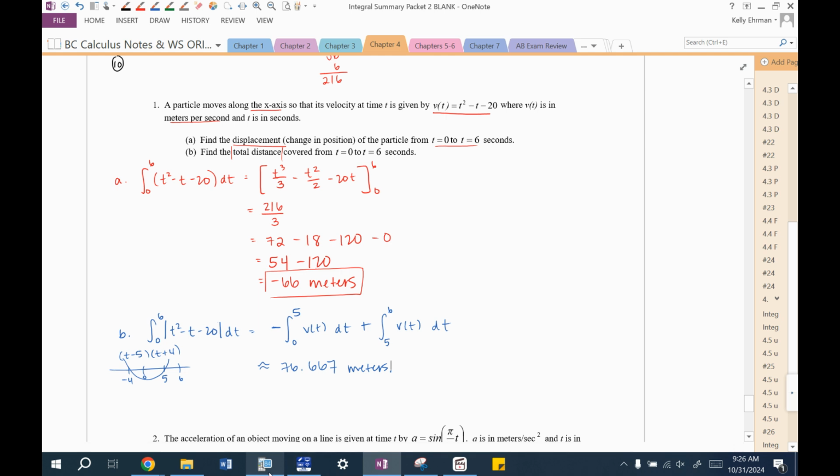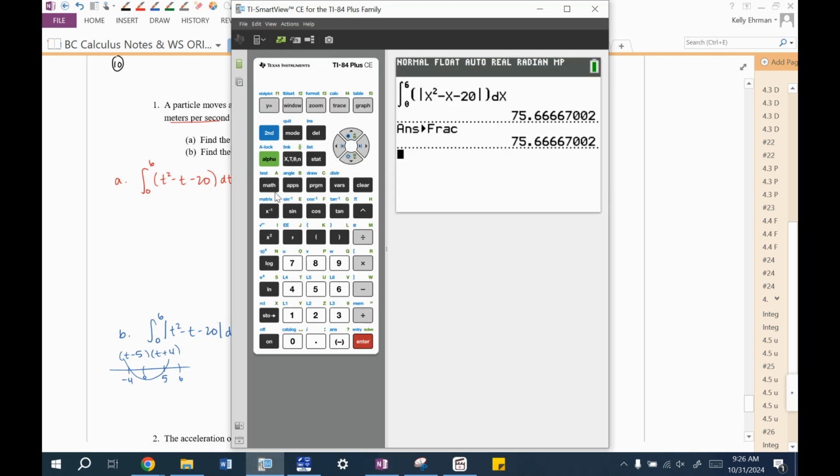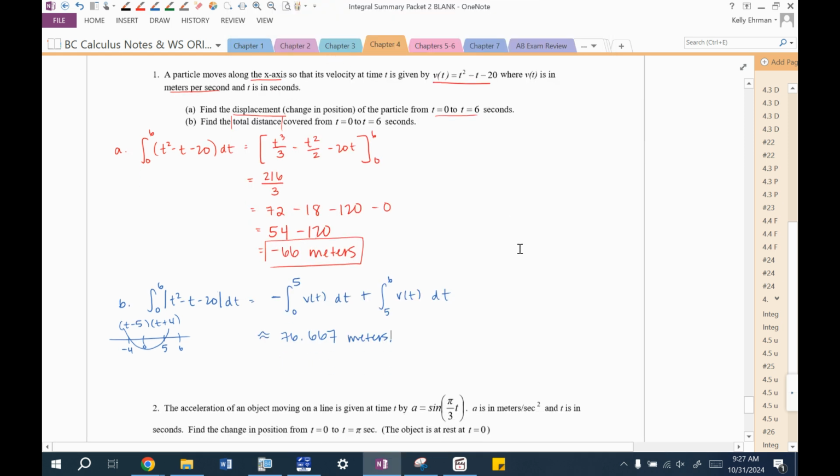So actually, you know what? Let's see if my other answer was right while we're in here. 0 to 6 of just don't put in the absolute value. If I messed up, then I don't know. You can find where I messed up and let me know. Oh no, hey, I did it right. Okay, so we're good for those.